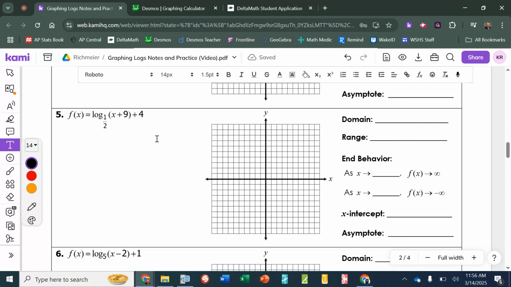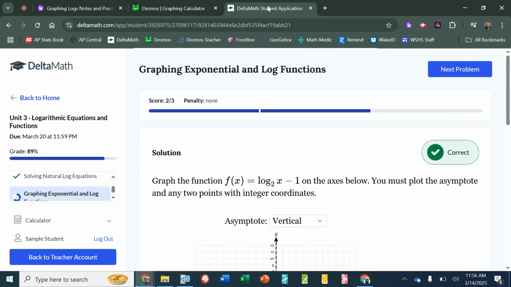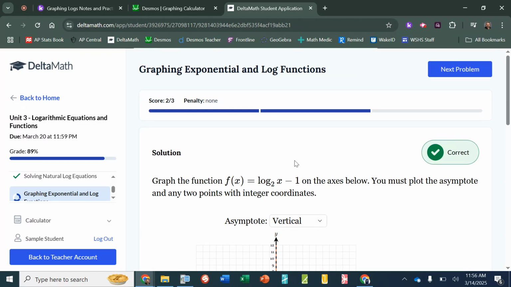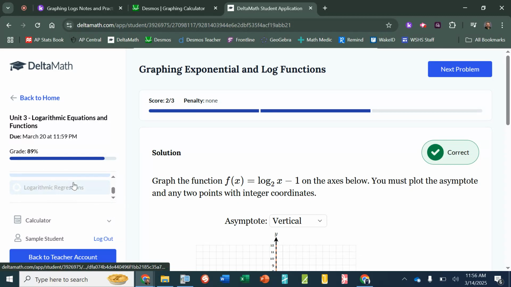You should be able to do these, graph each one, get those key features, and then you should be able to complete this skill in Delta Math. Remember, by the time you finish this, you should only have one more skill left, which is logarithmic regressions. I'll answer any questions from applications, these graphs, and everything tomorrow when I get back.